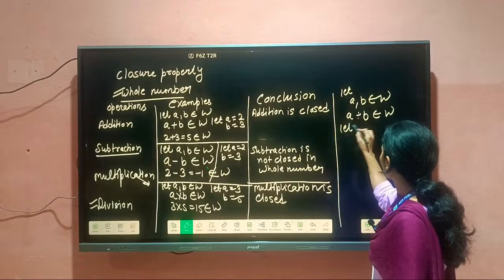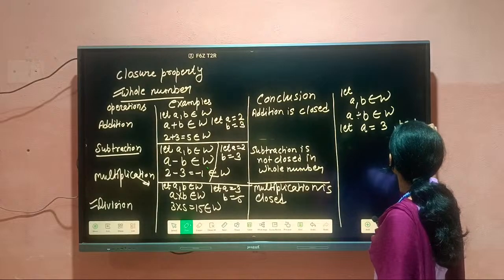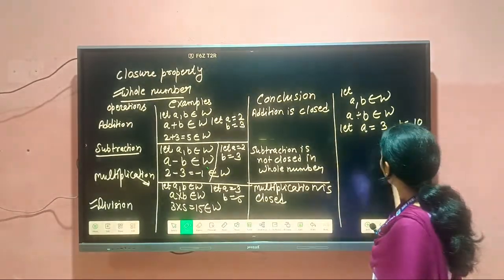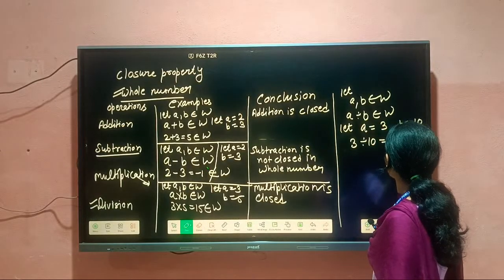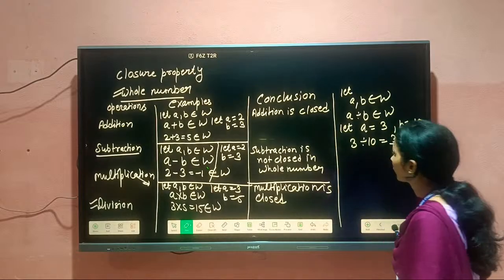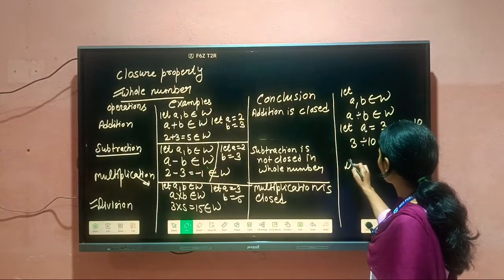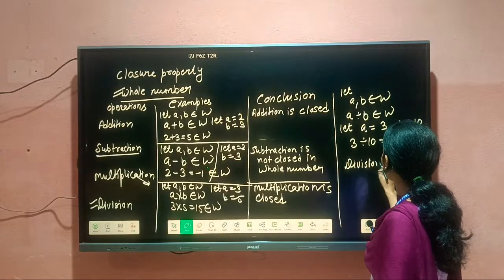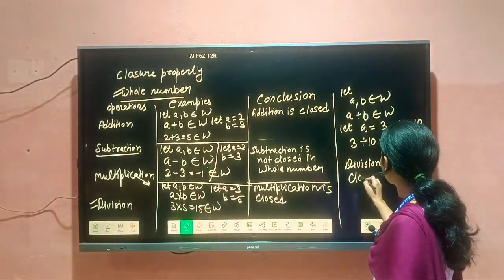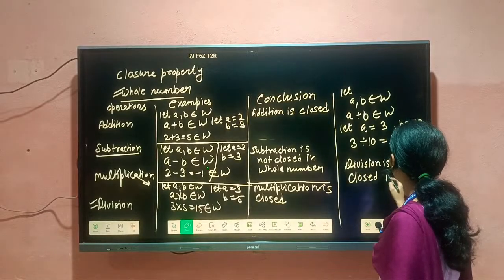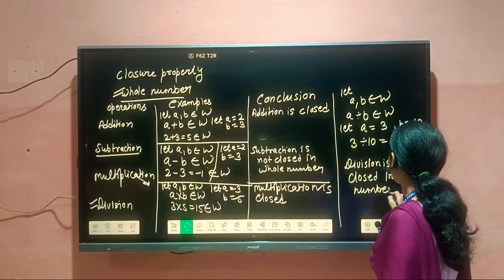Let us verify. Let A equal 3 and B equal 10. So 3 divided by 10. The answer is 3 by 10, which doesn't belong to whole numbers. So what is our conclusion? Division is not closed. Division is not closed in case of whole numbers.